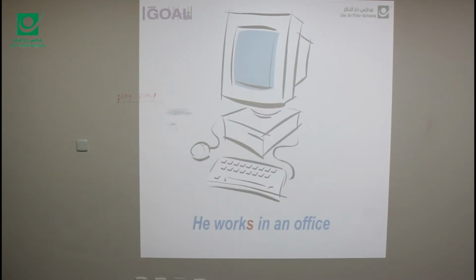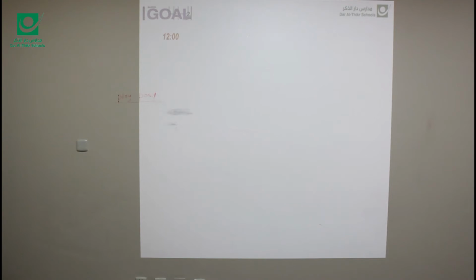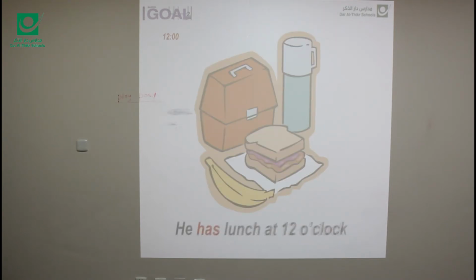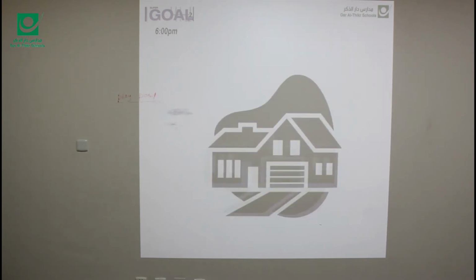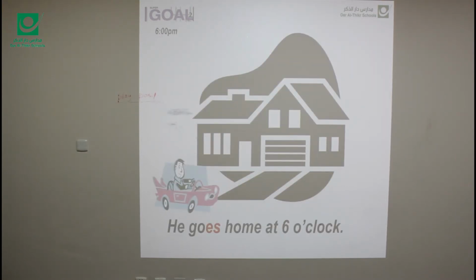Sammy works in an office. He works in an office. At 12, he has lunch at 12 o'clock. At 6 p.m., he goes home at 6 o'clock. Goes: if the verb ends in O, we add es to the verb with he, she, and it. Okay?